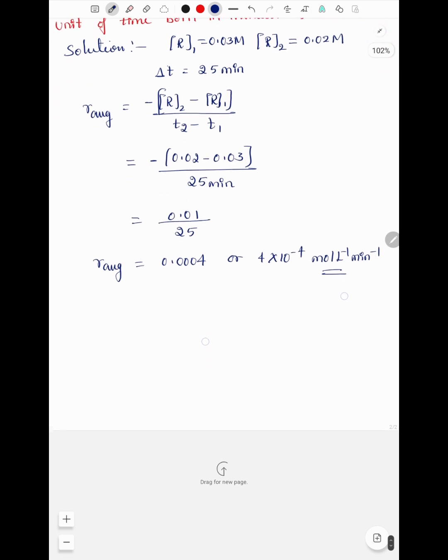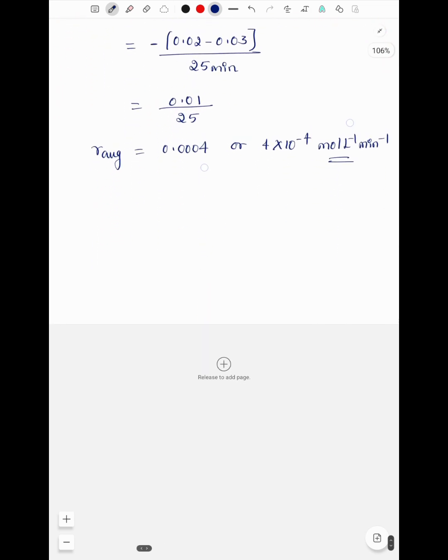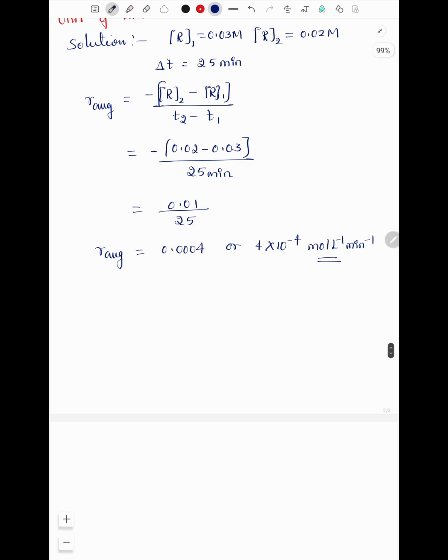But in the question as it is mentioned, we need to calculate the value both in seconds and minutes. Right now I am calculating the same average rate in seconds. How to do the calculation? That is average rate in seconds. We know the change in concentration of R. It is 0.01 divided by 25 minutes. If you convert it into seconds, it is multiplied by 60. We get the value as 0.01 divided by 1500 seconds, right? Average rate equals 6.66 into 10 power minus 6 mole per liter per second.